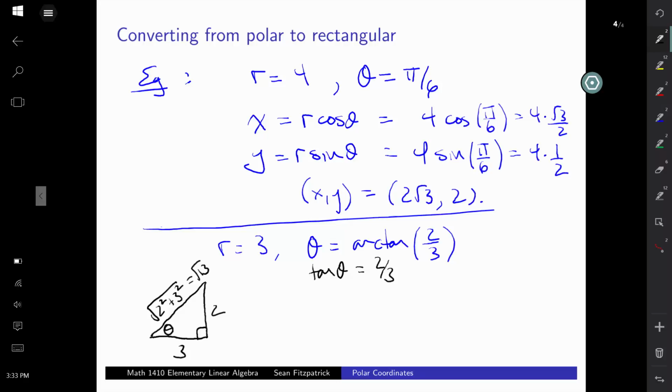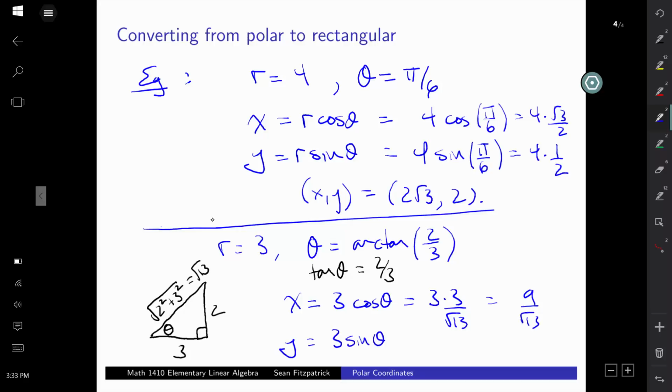And then I can figure out what cos theta and sine theta should be, because I can do adjacent over hypotenuse, and opposite over hypotenuse. So x is going to be 3 cos theta, so 3 times 3 over root 13, so 9 over root 13. Y is 3 sine theta, so 3 times 2 over root 13, so that's 6 over root 13. And now you've converted back to rectangular coordinates.